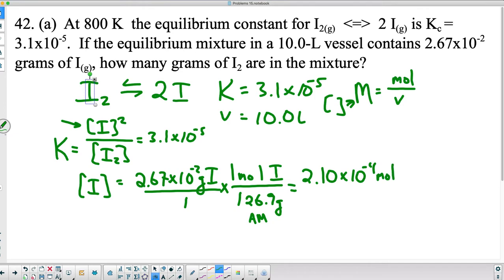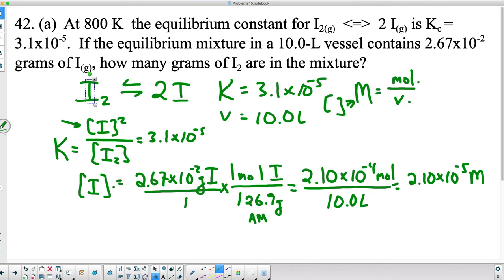So I'm going to divide this again by my volume. I have my moles here, and I'm going to divide by the volume, which is 10 liters. This gives me 2.10 times 10 to the negative fifth, and this is my concentration now. So that's what the concentration of I equals.